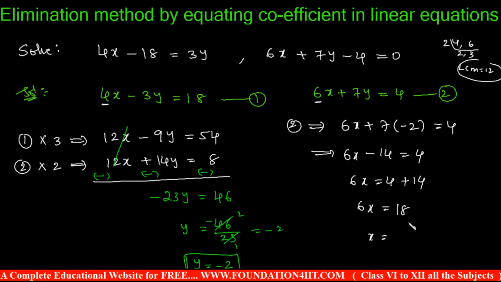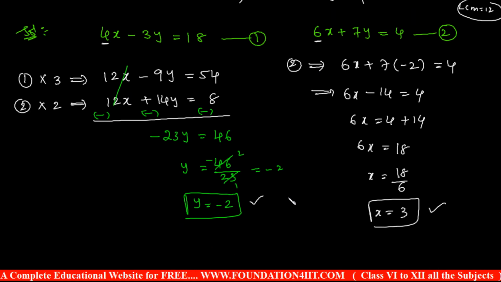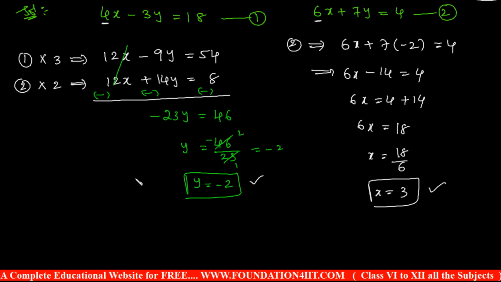Then x is equal to 18 divided by 6. x is equal to 3. Finally I got x is 3, y is minus 2. So these both values will satisfy the given equations. Verification also you can do. I will show one of the equation verification.